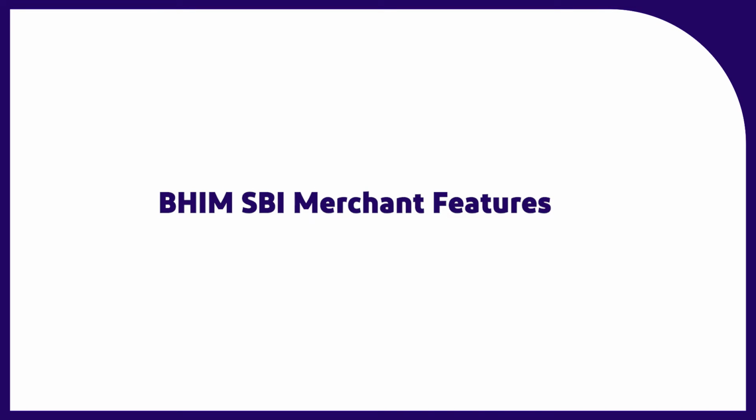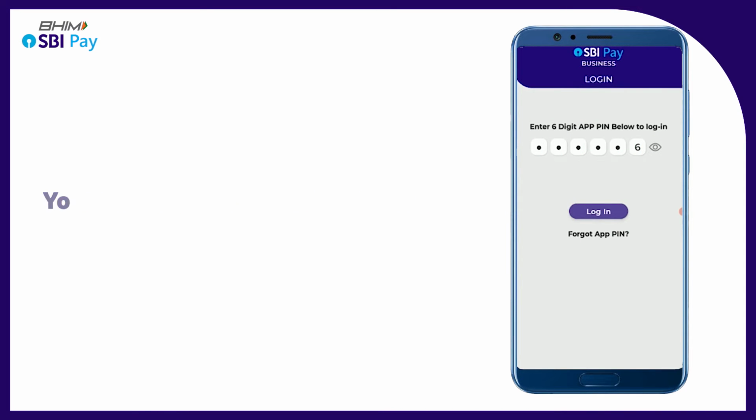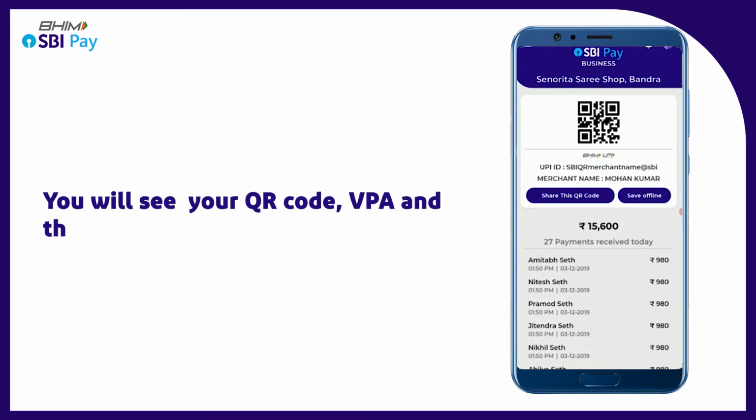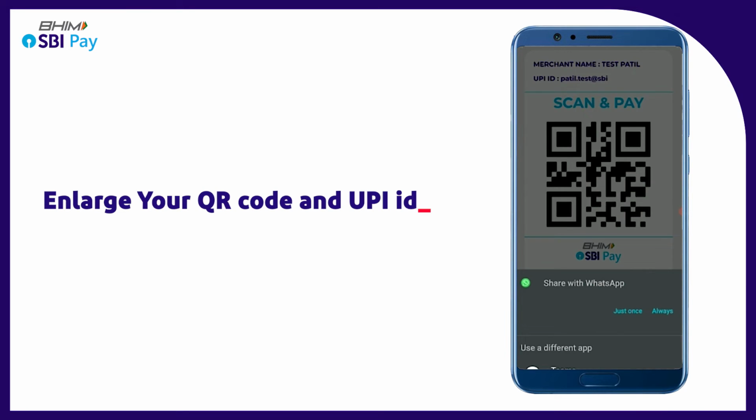Now we will explain the various features of BHIM SBI Merchant. Please enter your 6-digit app PIN to log in. On login, you can see your QR, VPA and transaction details of today. Enlarge the QR code by clicking on it, which can be saved and shared with anyone for collecting money.